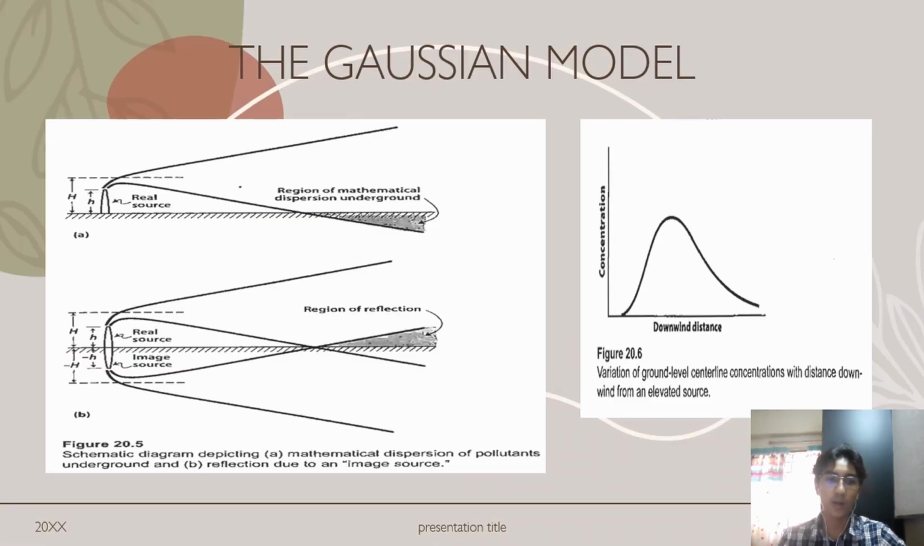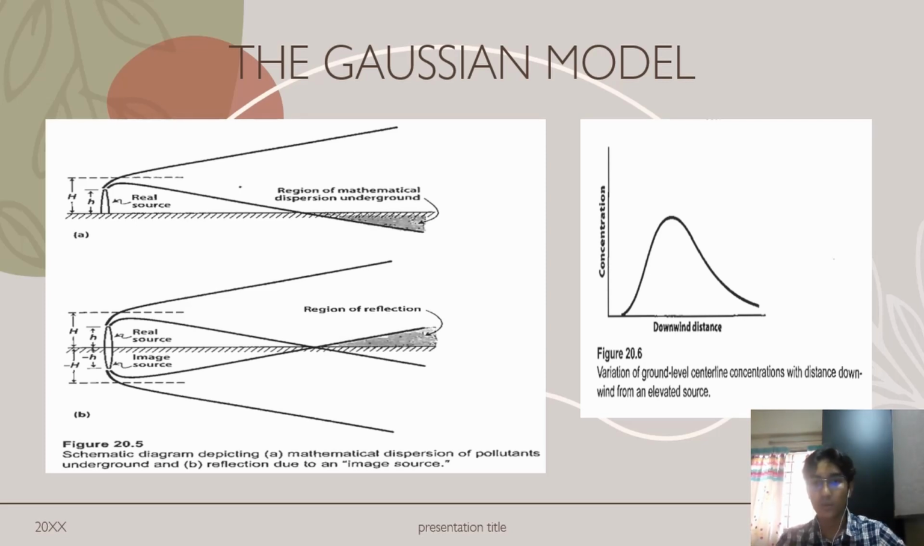Figure 20.5 is a schematic diagram depicting A, a mathematical dispersion of pollutants underground, and B, a reflection due to an image source. Now, based on figure 20.5a, it is a pollutant dispersing infinitely in the z direction, including underground, and this is impossible. Because of that, the model is corrected to that of figure 20.5b, where a fictitious image source is added underground, emitting at negative H, which adds to the above ground concentration an amount exactly equal to that lost underground by the real source.